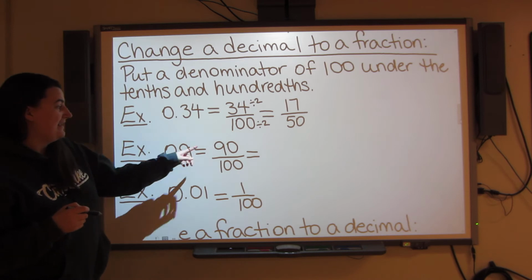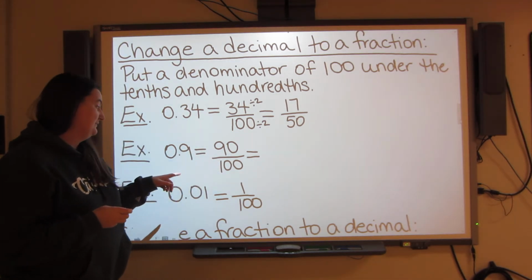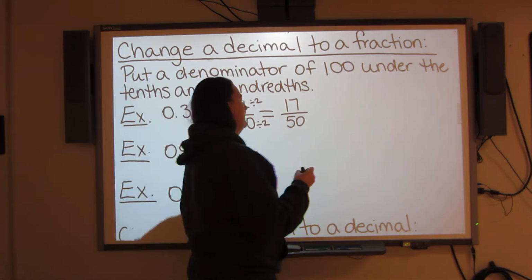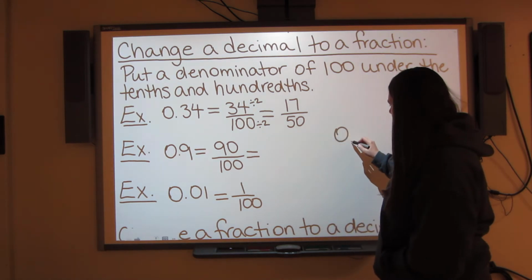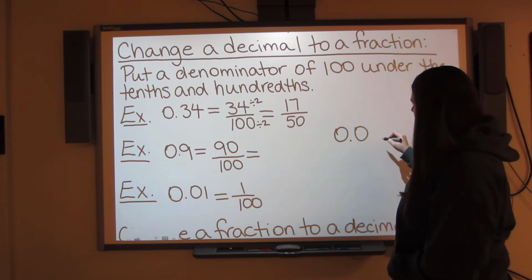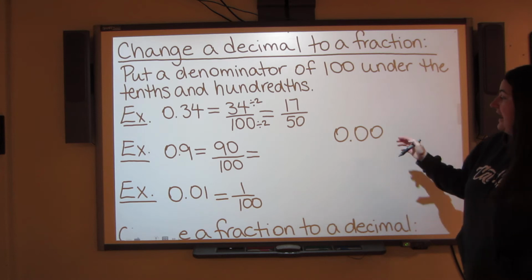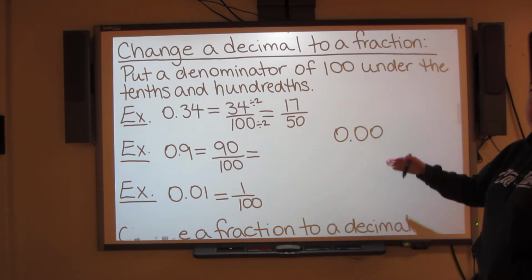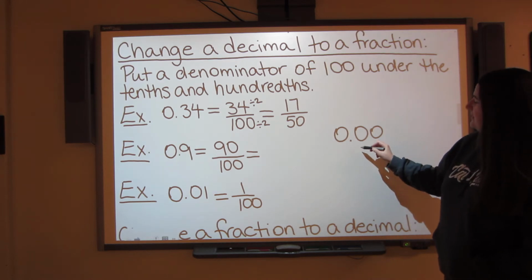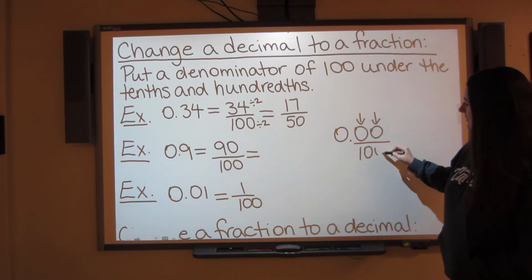So I've got my 90 over 100, and I do still need to do lowest terms. So what you want to think about is, when you're thinking about decimals, you've got the ones column, and then the tenths column, and then the hundredths column. Now, not all decimals are going to have a hundredth or a thousandth or whatever. So you may need to add some zeros. But you always want to make sure that it's these two that you're putting on the 100.